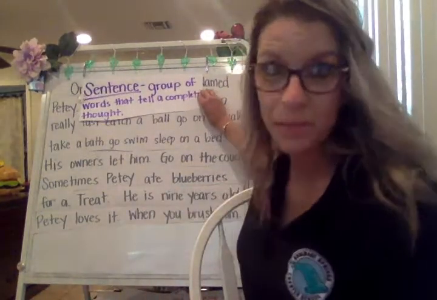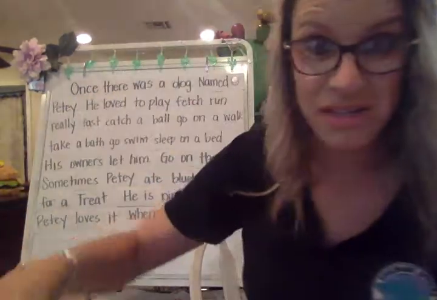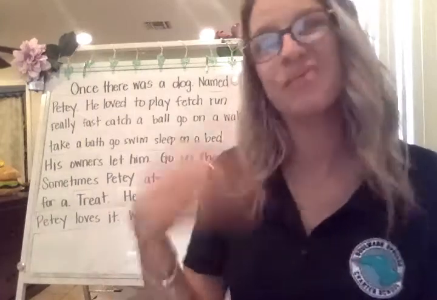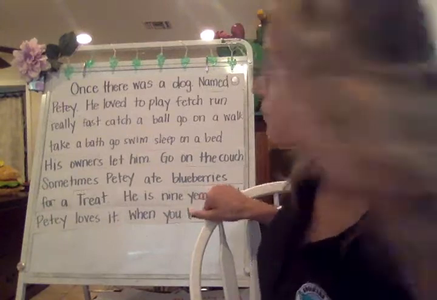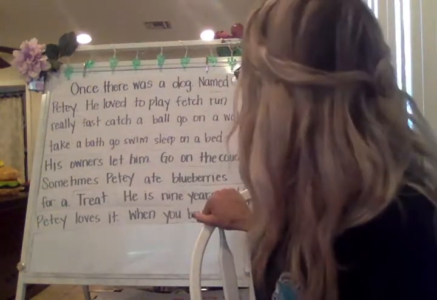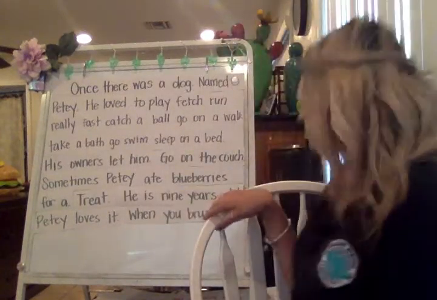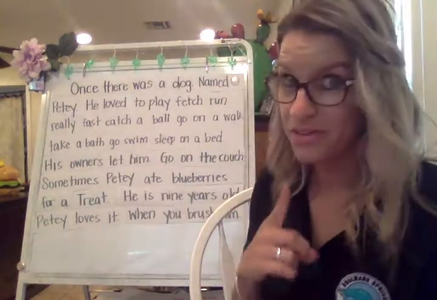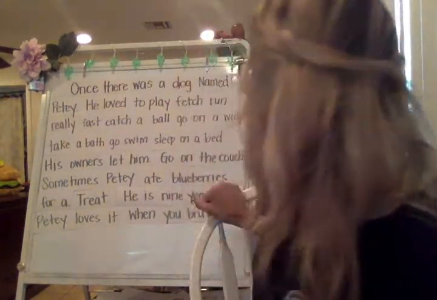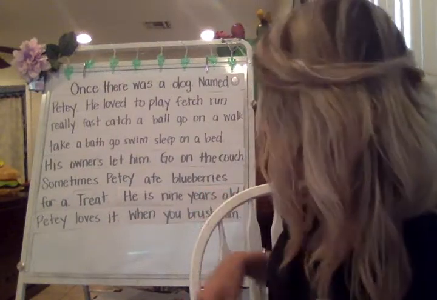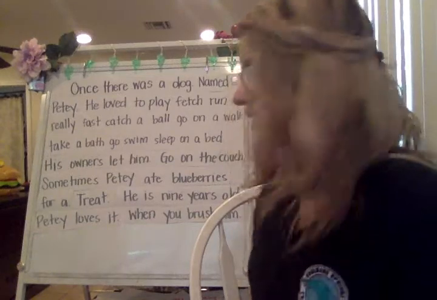So I wrote a paragraph that has a whole lot of errors, and I want to just read it to you exactly how it's written, and then we're going to rewrite it so that it makes sense. So once there was a dog named Petey. He loved to play fetch, run really fast, catch a ball, go on a walk, take a bath, go swim, sleep on a bed. You can tell there's something wrong with that. His owners let him go on the couch. Sometimes Petey ate blueberries for a treat. He is 9 years old. Petey loves it when you brush him.